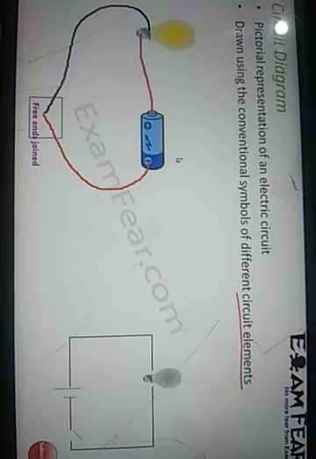Now what are circuit elements? The various components which are present in a circuit. For example, the bulb, the battery, the switch. So these are the circuit elements. Now it is very important that we use the correct symbol for each of the elements. So let us look at the conventional circuit, the real circuit. This is how it looks. But when you draw a circuit diagram for the same circuit, this is how it's going to be.